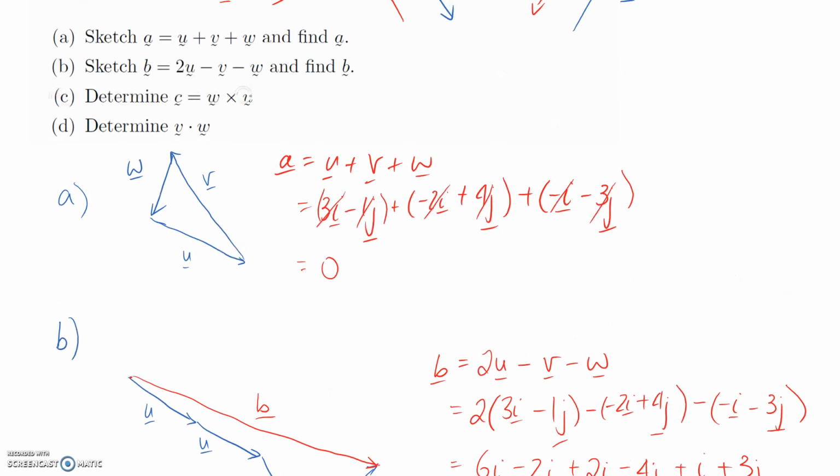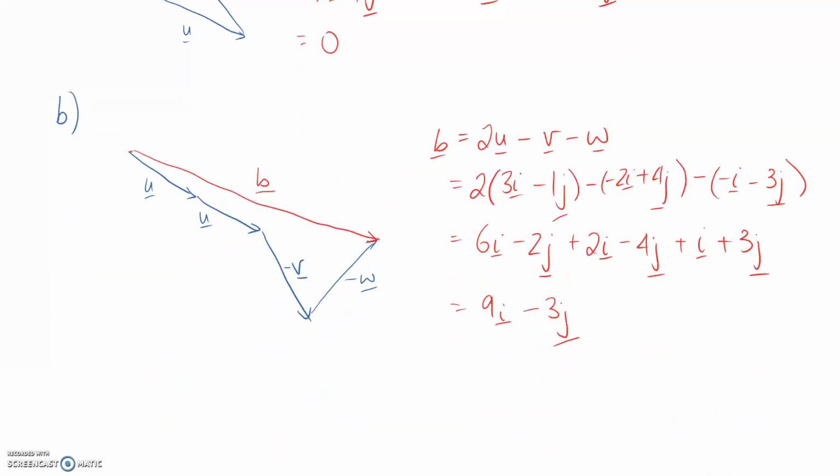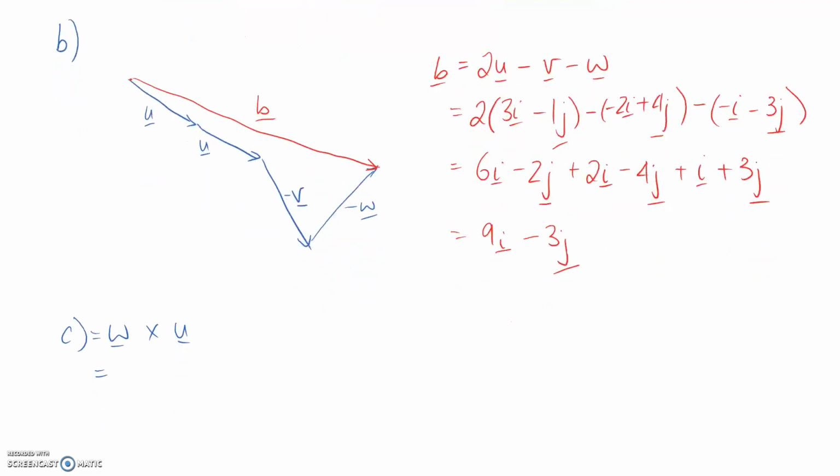Alright, so we're up to part C then, which is to determine a cross product. We want w crossed with u. So we can substitute in our w and u vectors. Again, I might just steal them from over here so I don't have to scroll up. So -i minus 3j is getting crossed with this one here, 3i minus 1j.